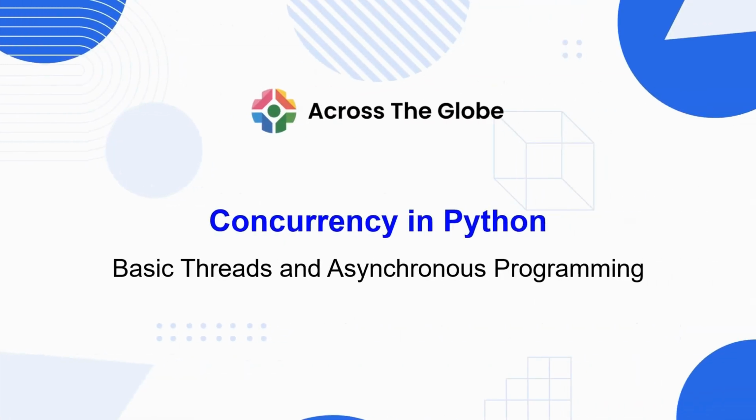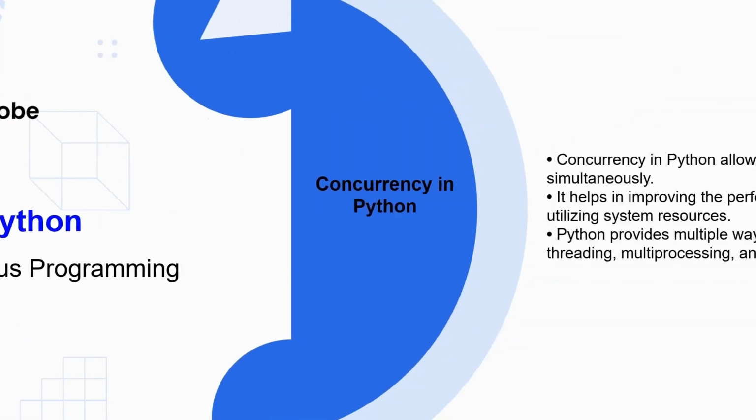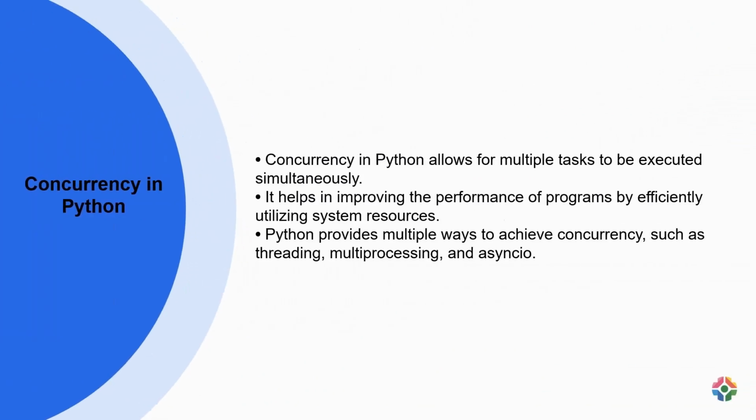Today, we will learn about concurrency in Python. Concurrency in Python enables multiple tasks to run concurrently, enhancing program performance by efficiently utilizing system resources. Python offers different approaches like threading, multiprocessing, and Asyncio to achieve concurrency.